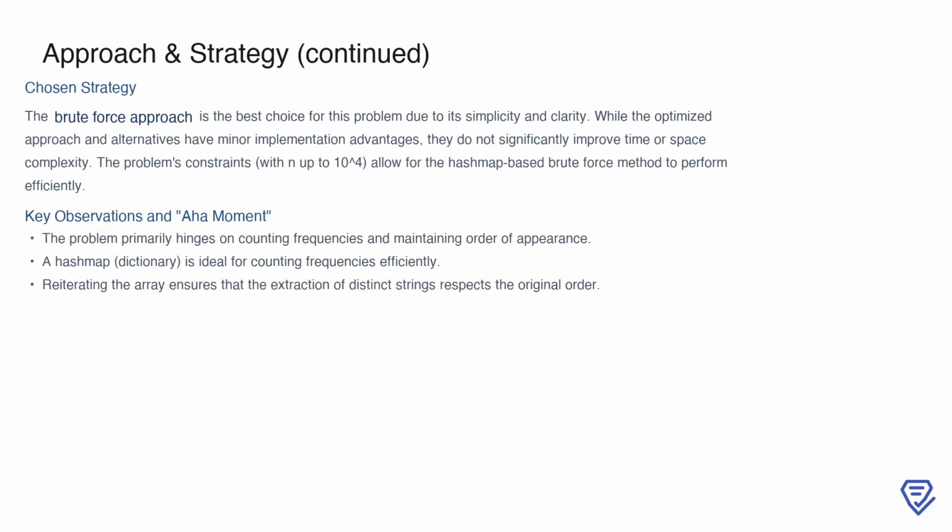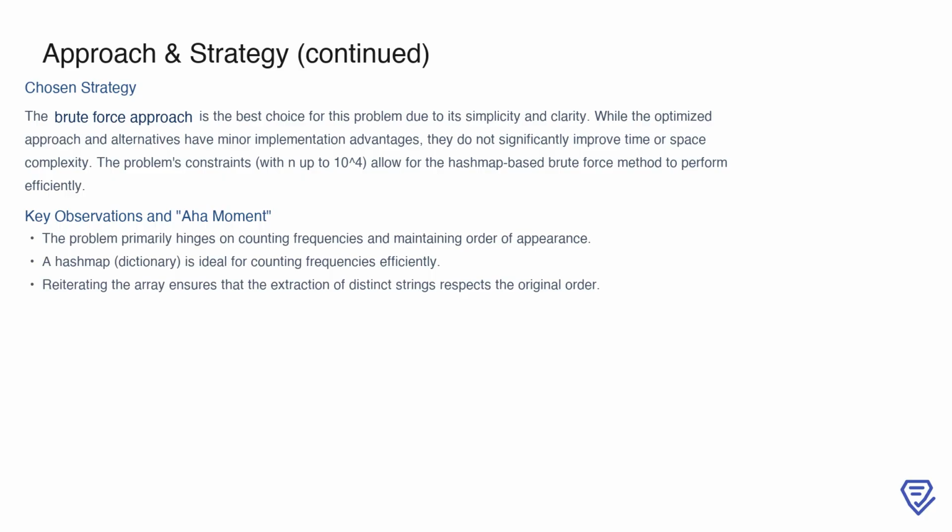After evaluating these approaches, the brute force method emerges as the best choice for this problem. Its simplicity and clarity make it highly effective, especially given the problem constraints, which allow for efficient performance even with 2 passes through the array. While the optimized and alternative approaches offer minor implementation advantages, they do not significantly improve the overall time or space complexity. The key insight here is that the problem fundamentally revolves around 2 tasks: counting frequencies and maintaining the order of appearance. A hash map is perfectly suited for this, enabling us to count frequencies efficiently.